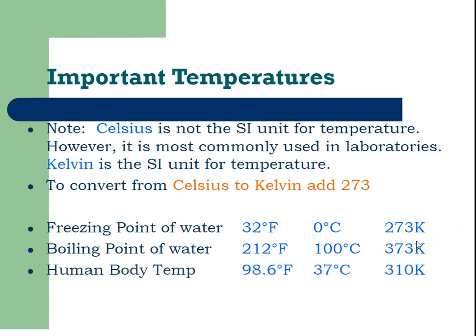Human body temperature, usually 98.6 degrees Fahrenheit for most people, 37 degrees Celsius, and 310 Kelvin. Now, this is not important. I just usually have people ask me.